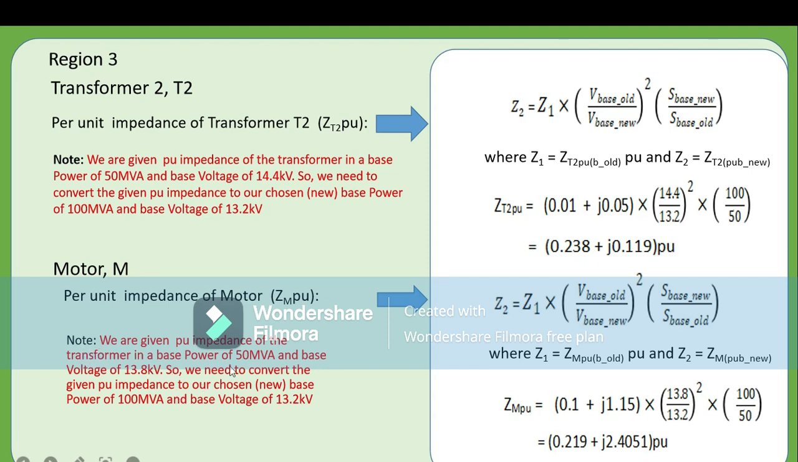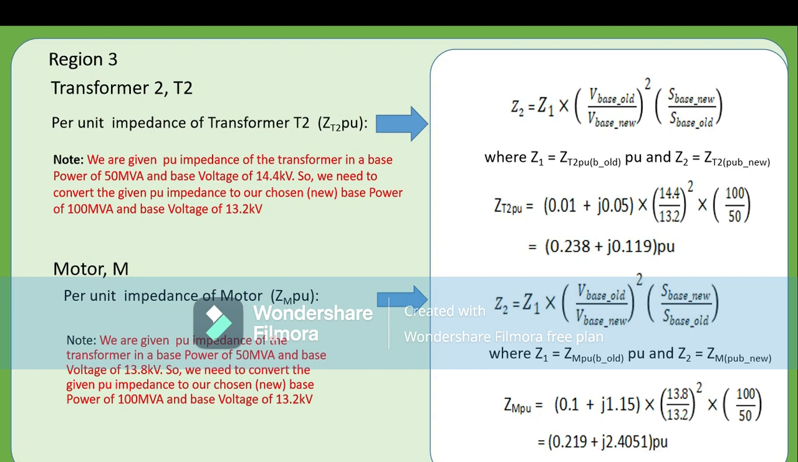So we notice that indeed there is a difference in base power. We also have a difference in base voltage. The base voltage for the load, the motor, we are given as 13.8, whereas our system base, the new base we have chosen, is 13.2. So you can see we had to convert the per unit value given to us for the motor to our new system base.